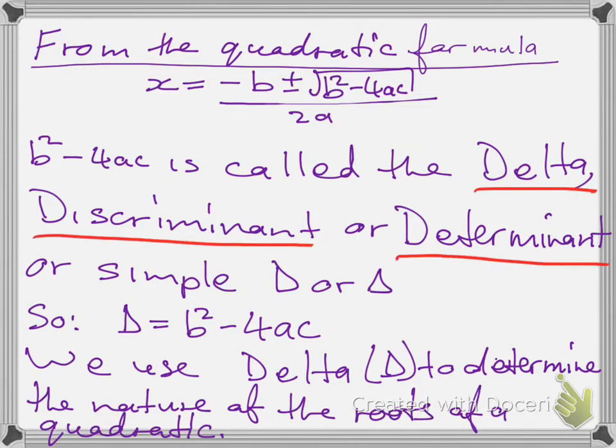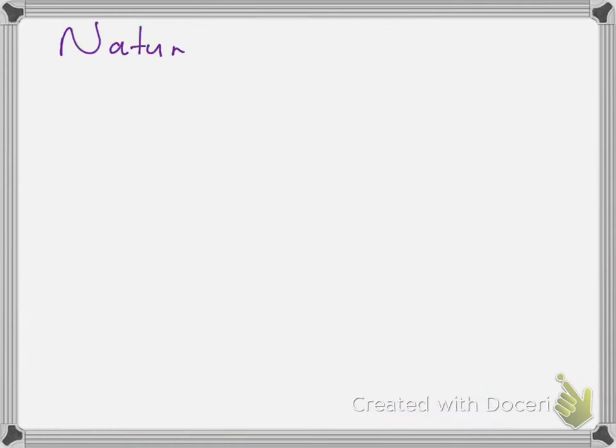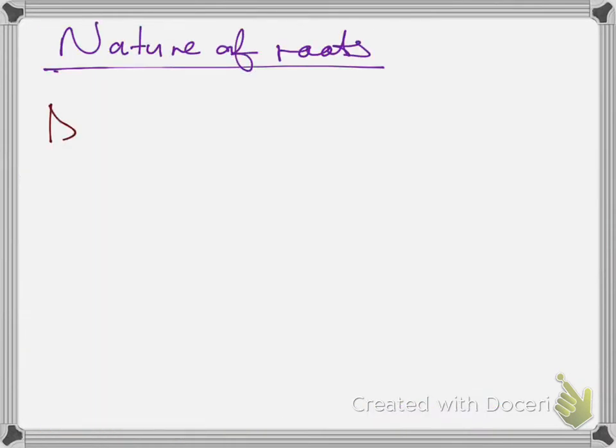So in this case, the most important thing is that, whether you call it delta, discriminant or determinant, you must know that it is used to determine the nature of the roots. So now let's look at the nature of the roots.